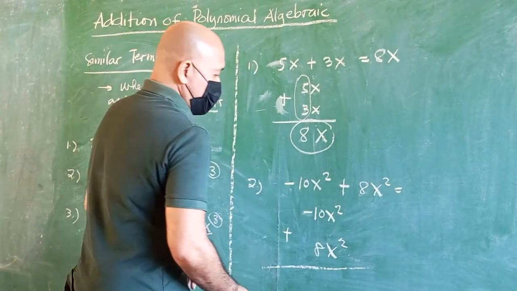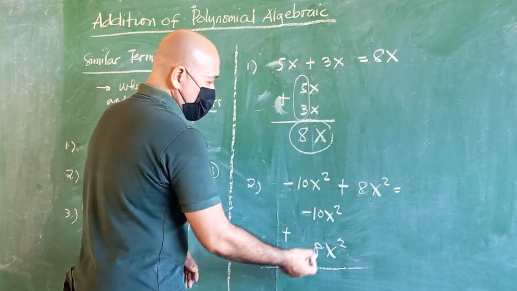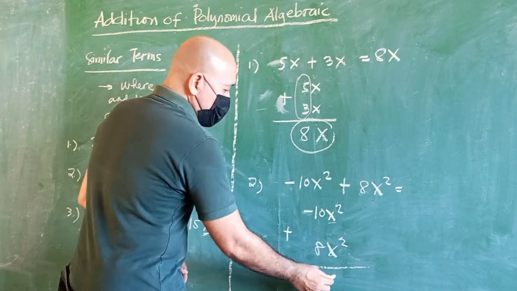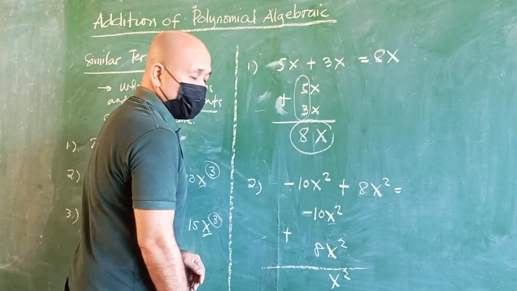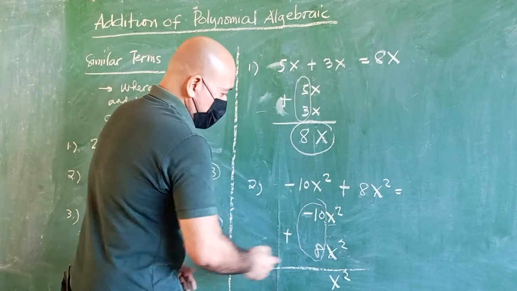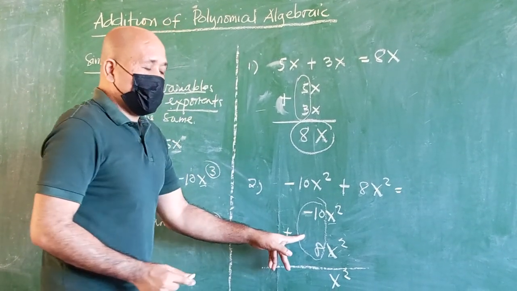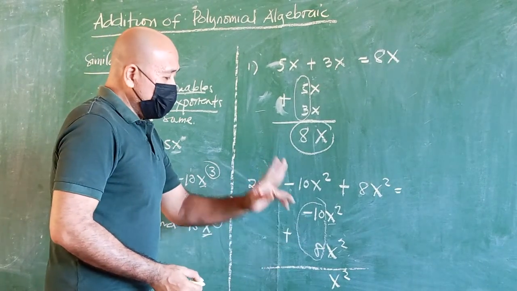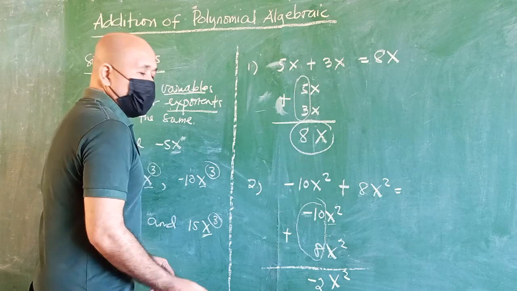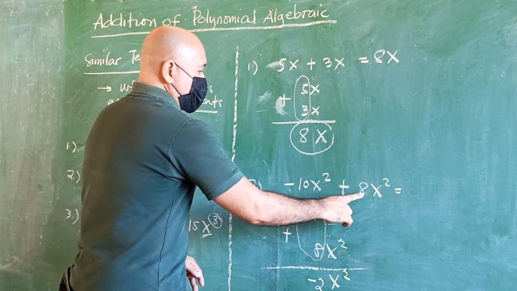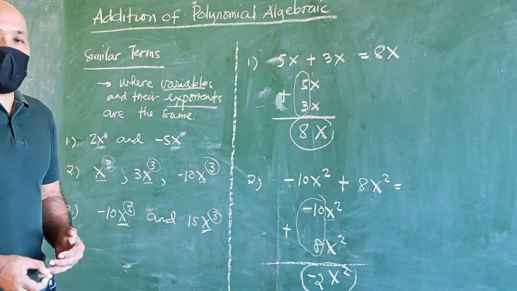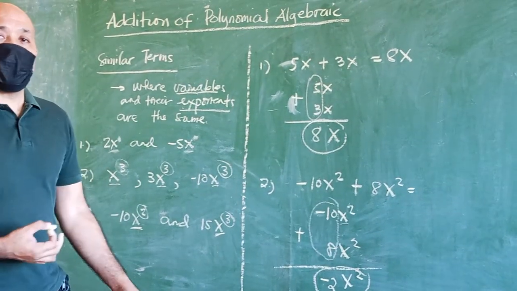Again, the first step is to compare if these two algebraic expressions are similar or non-similar. Since the variables and the exponents are the same, the rule is just bring down the common variable and the exponent and add only the numerical coefficients, that's negative 10 plus 8. In this case, if you have mastered the rules on how to add two unlike signs in integers, you can simply say that the answer is negative 2. So therefore, negative 10x squared plus positive 8x squared, the answer is negative 2x squared. As simple as that, if you have mastered the rules on how to add integers.